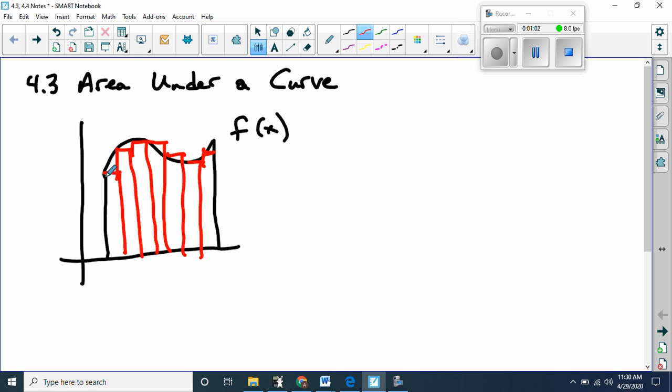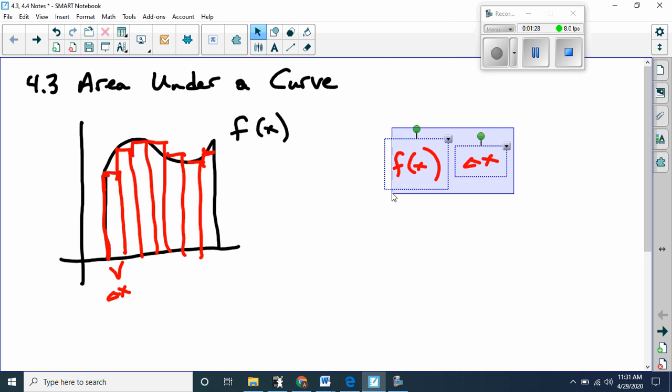To find the area of one of these rectangles, one rectangle has an area of base times height. This base here, we're going to call that change in x, whatever we're changing x by. The height is the y value, which in this case is going to be whatever the function is. So that would give me the area of one of these rectangles.